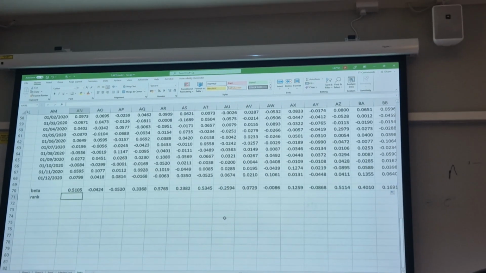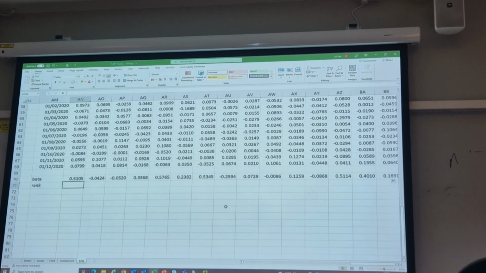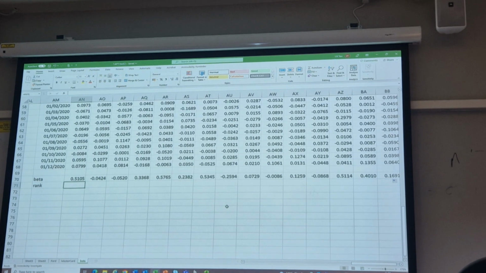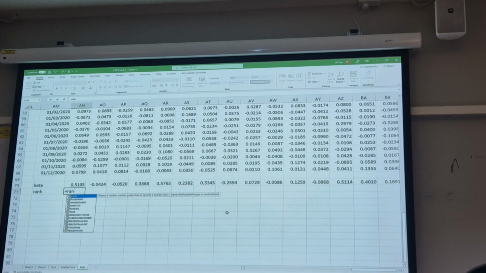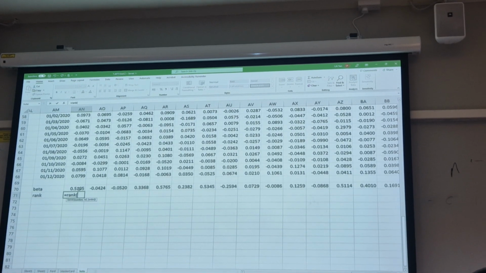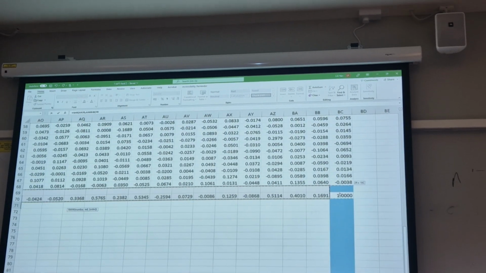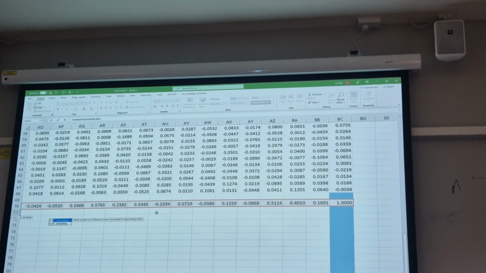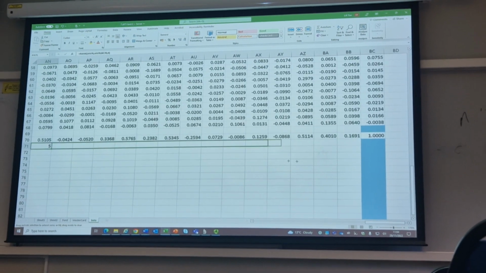So to separate them, given the value of beta from highest to lowest, 30 stocks is not that easy. So we can use the rank function to rank these values. It's from highest to lowest, so it's descending, right? And then drag it to the right-hand side.